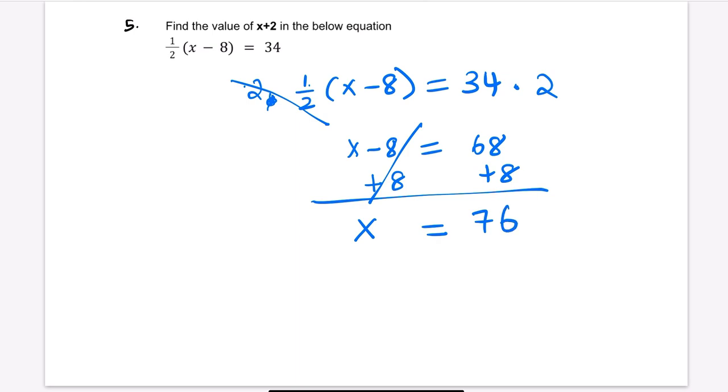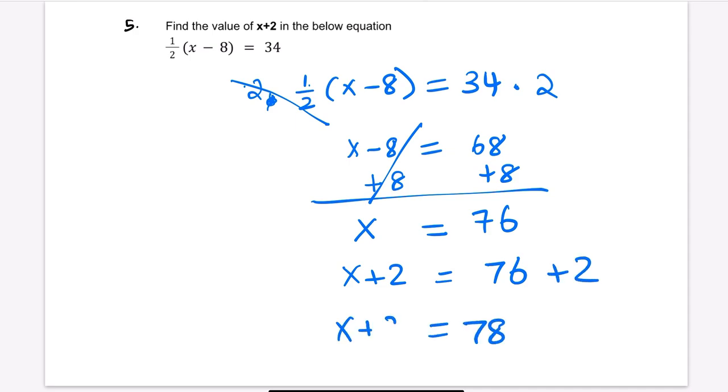And again, pay attention here. The question is asking us to find x plus 2, not x. So you should not stop here. You should continue to find x plus 2, which is 76 plus 2, which is 78. So x plus 2 is 78. That's the answer to this problem. Alright, always read the question please very carefully.